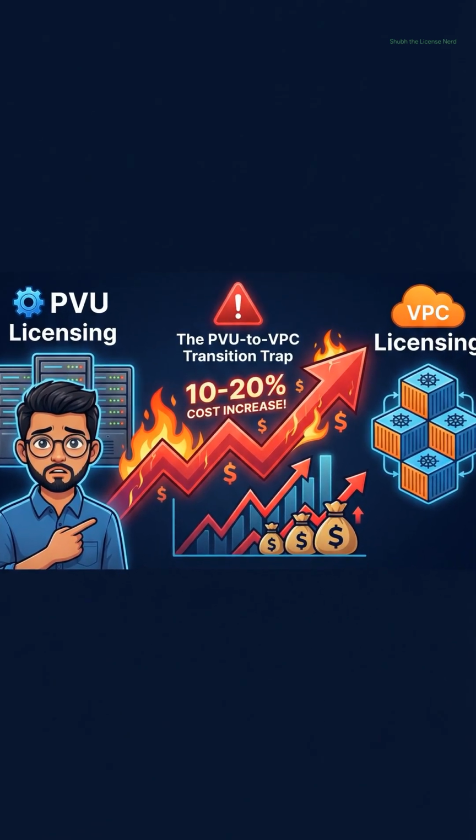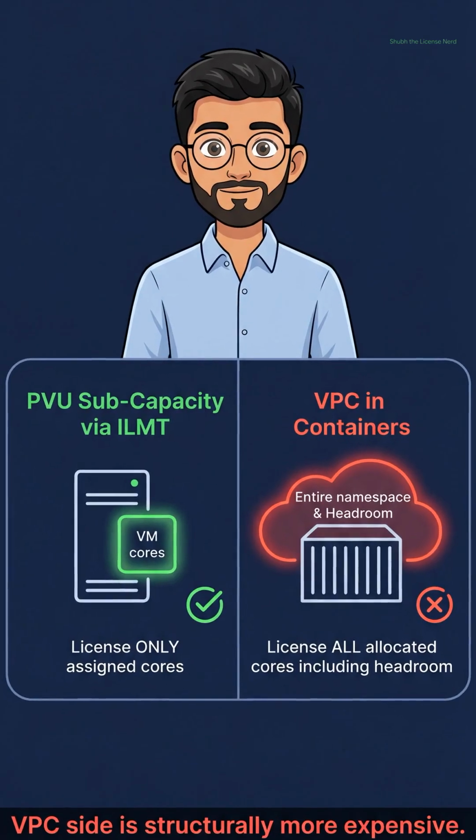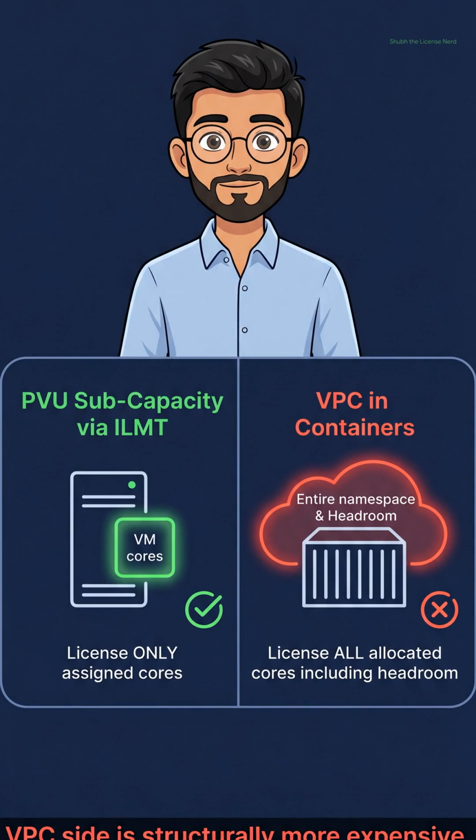This is the PVU-to-VPC transition trap, and it catches almost every company migrating to Cloud Paks. When you move from PVU-based middleware licenses to Cloud Pak VPC entitlements, analyses show the metric conversion can increase your net licensing cost by 10 to 20%. IBM's sales materials never highlight this. Why does the cost increase? Under PVU subcapacity, ILMT captures only the virtual cores assigned to your IBM software VM. Under VPC, you pay for every core allocated to the Cloud Pak namespace, including all the headroom allocation that good container management requires. The metric is structurally more expensive in high consolidation environments.